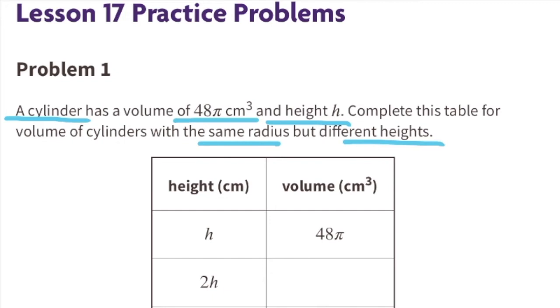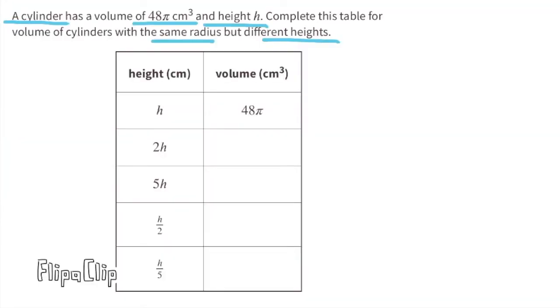Complete this table for volume of cylinders with the same radius but different heights. The table has a left-hand column with height in centimeters and a right-hand column of volume in centimeters cubed. The table starts out on the top with 1h, or 1 centimeter, and the volume is 48 pi, or 48 times pi, centimeters cubed. 2h, or 2 centimeters, would be double 1h, or double 1 centimeter.